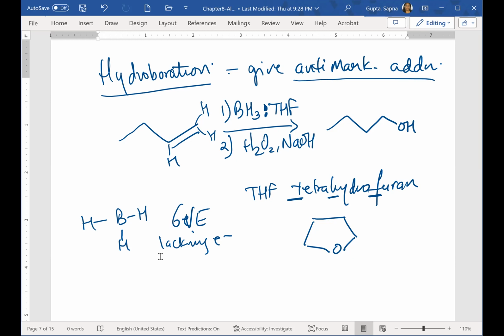What's happening here is that you have the 2 lone pairs of electrons on oxygen, and the BH3 will share those electrons. It's not reacting with it. It is just holding on to those electrons. That's all. So it's just stabilizing the BH3. It's not a compound; it is just an association. Once the reaction is happening, the THF is going to go away. It's just the solvent there. So don't be bothered by THF.